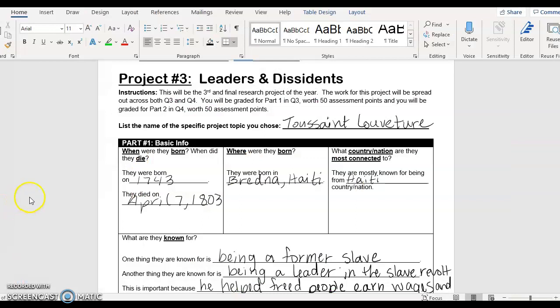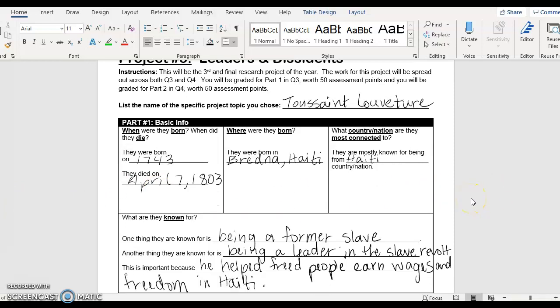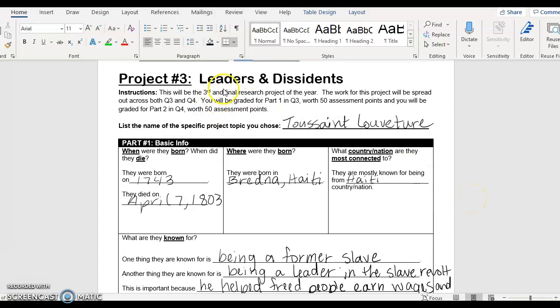So when we're looking at our packets that we all completed in 3rd quarter, these are our research packets, you're going to have something that looks sort of like this. So this is an example of the leaders and dissidents packet. Now you might have a different packet. You might have athletes and mystics, inventors, events, or people groups, but the main idea is that each paragraph is going to correspond with a part.